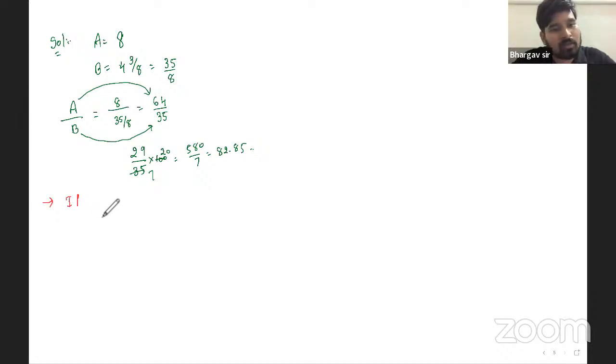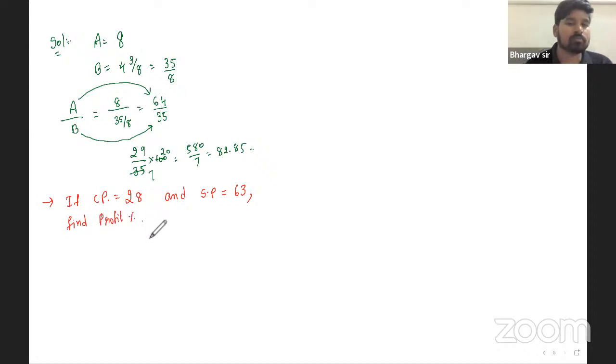ठीक है, if cost price of an article is 28 and selling price of an article is 63, right? Now I ask you, find profit percentage.